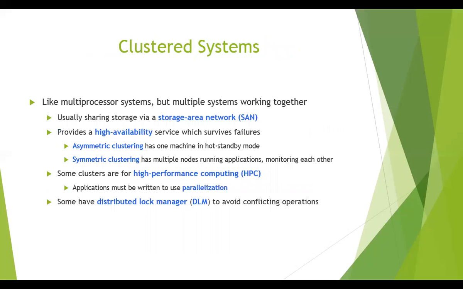Next is the cluster system. Like multiprocessor systems, multiple systems also work together. Usually storage is shared via a storage area network. It provides a highly available service that survives failures. Here there are two types, asymmetric clustering and symmetric clustering. Asymmetric means one machine is in hot standby mode. Symmetric means it has multiple nodes monitoring each other.